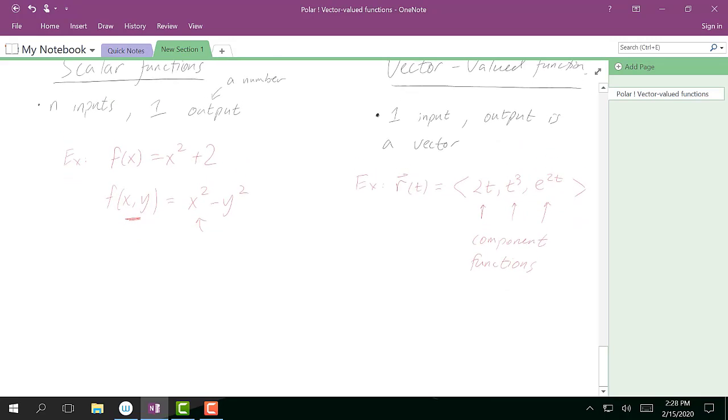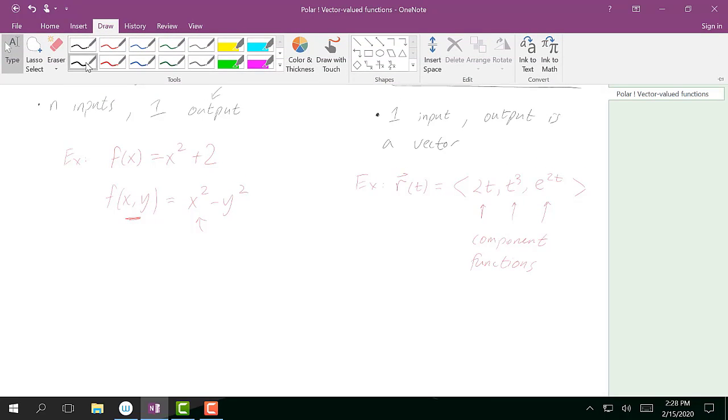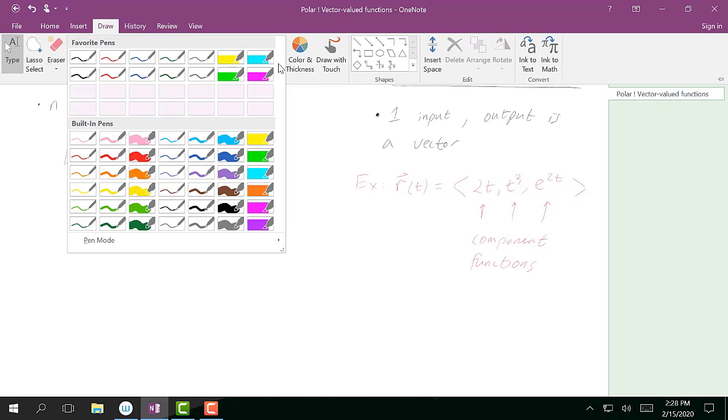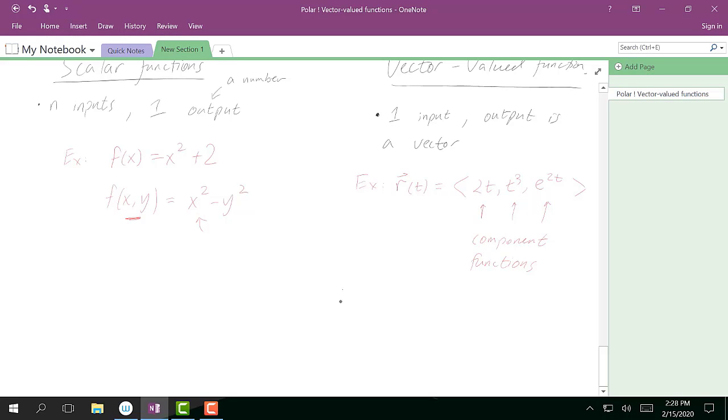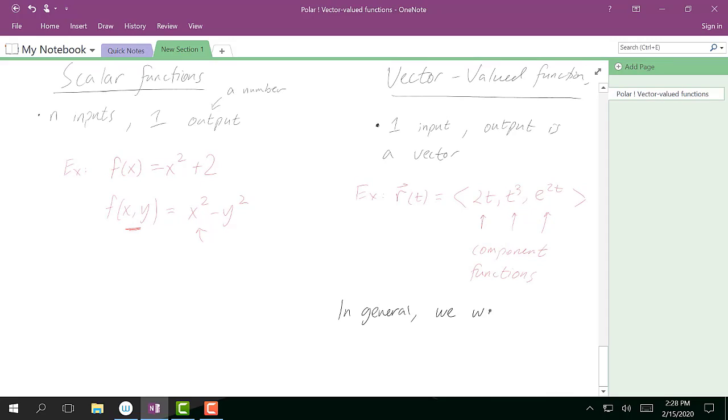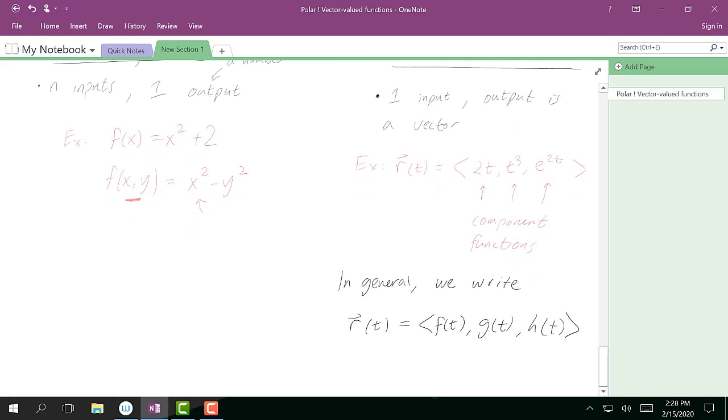And so the way we write vector valued functions in general, so we get a thicker marker here. Alright. What we're going to have in general is we're going to write r of t. You can think of this as your position vector if you're particularly physics oriented. This is going to be f of t, g of t, and h of t. So each of these component functions has t as its input.